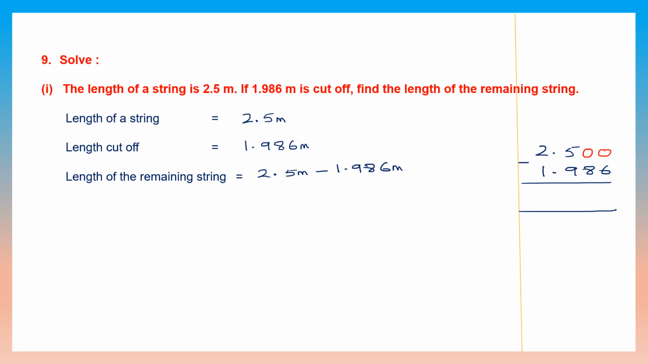0 minus 6 you can't do. You borrow. We borrow from 5. So that is 4, 10, 9, 10. 10 minus 6 is 4. 9 minus 8 is 1. Now 4 minus 9 we can't do, we borrow again. So 14 minus 9 is 5 and then 1 minus 1 is 0. So the length of the remaining string is 0.514 meters. So this is our final answer, the length of the remaining string.